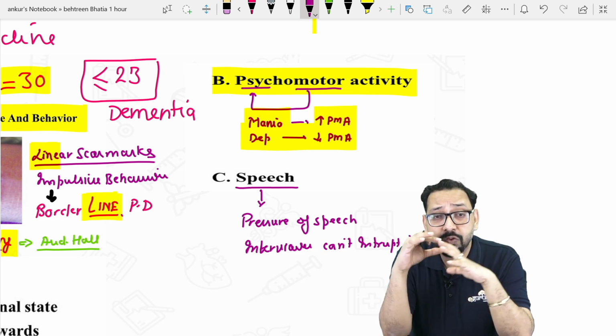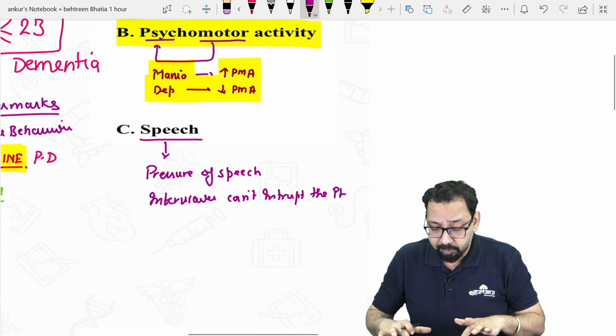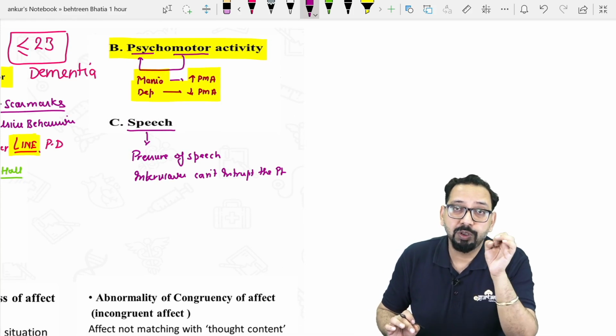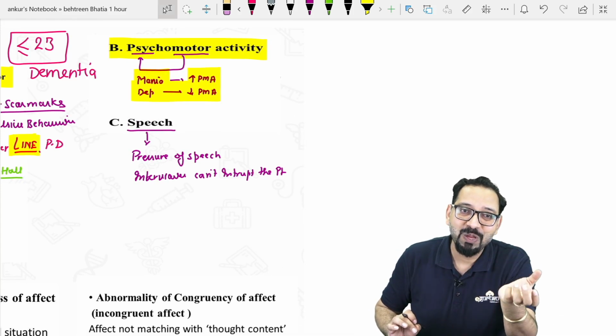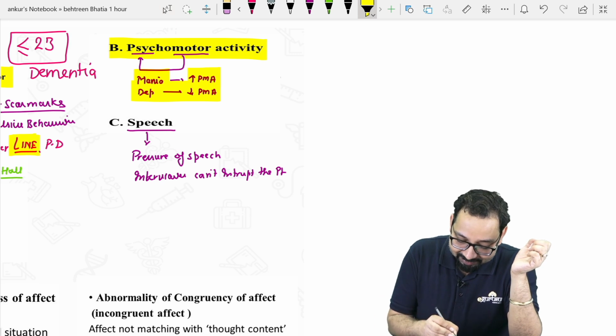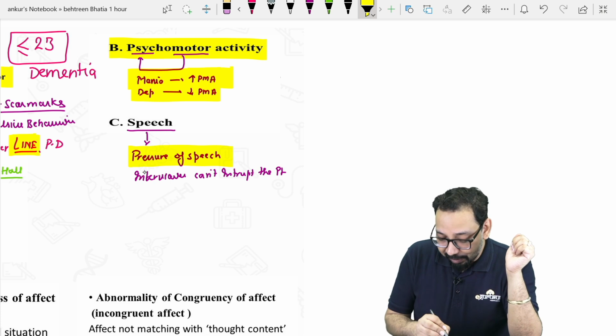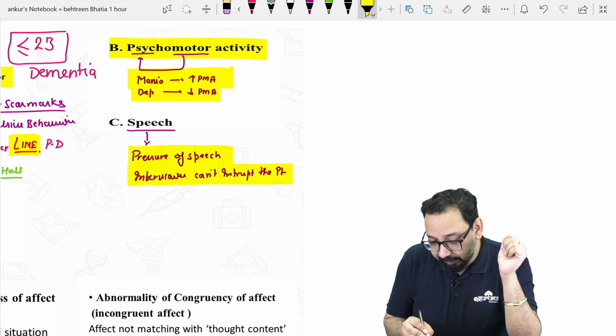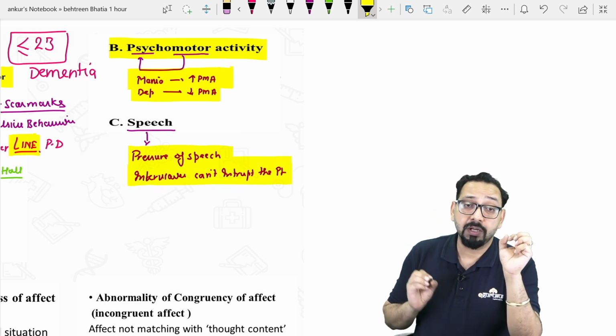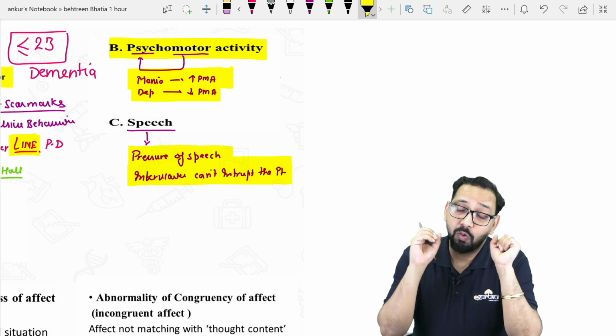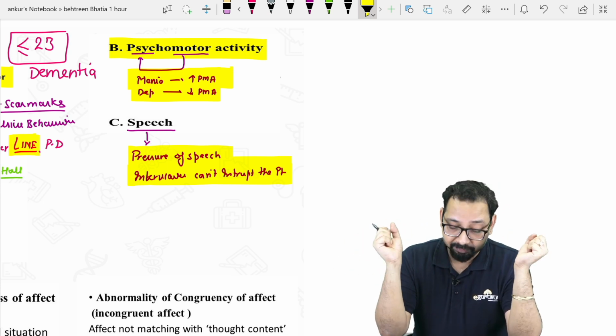He is speaking so fluently that you want to stop him, but you are unable to. Your friend has gone into mania. So this is mania: psychomotor activity, mania, pressure of speech. You want to interrupt your friend, but you can't interrupt him because he will tell you the whole story. You must have experienced this in your life.